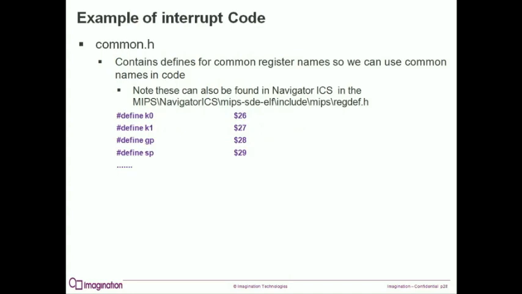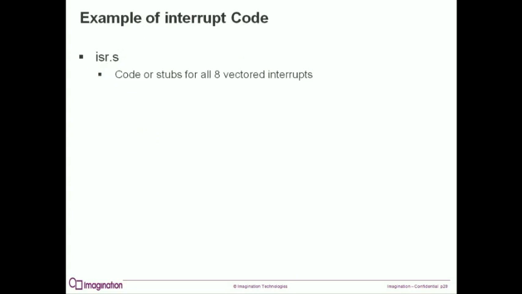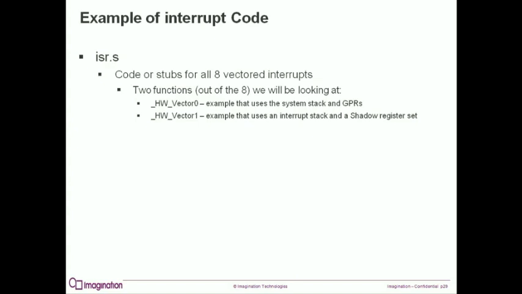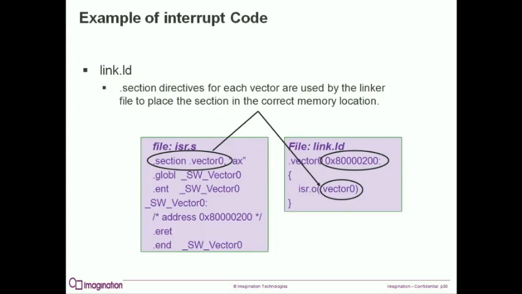Common.h contains common register defines, so the assembly code can use the register names of the general purpose registers instead of the register number. ISR.s contains the code that will be placed in memory to correspond to the interrupt vectored addresses. This file contains the code for the two functions I will be showing you. The rest of the functions are just stubs to be associated with unused interrupt vectors. These will just do an ERET instruction to return from the interrupt. Link.ld uses the .section directives of the ISR.s source file to link the code to each interrupt routine to their vector addresses.